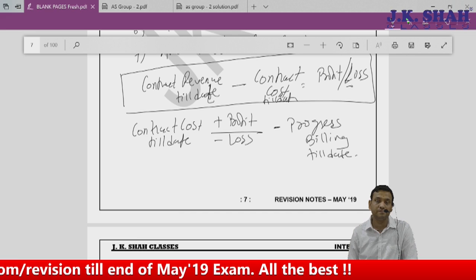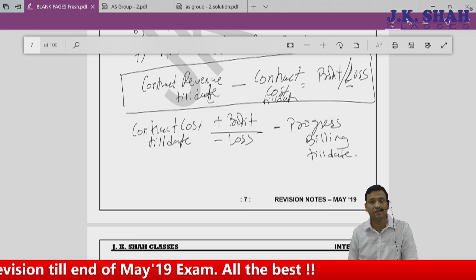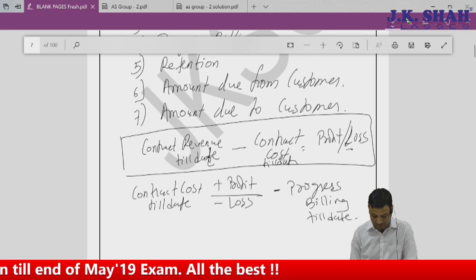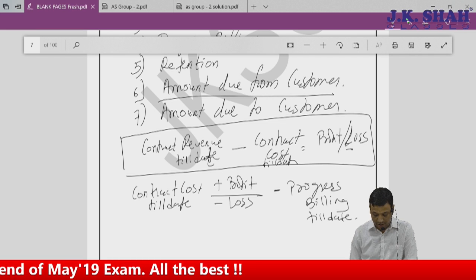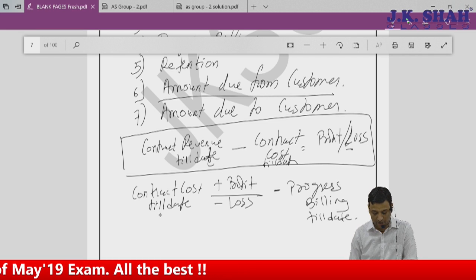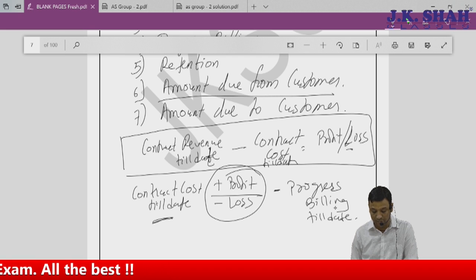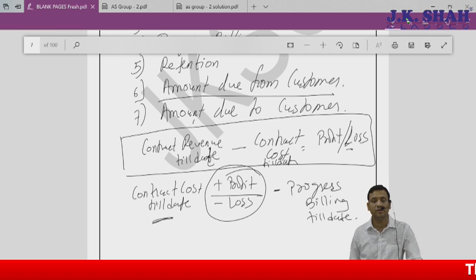If this figure is positive, then amount is due from customer. If this figure, contract cost plus or minus profit, depends, minus progress billings, is negative, then amount is due to customer. So this is our end of AS7. We will go for problems.